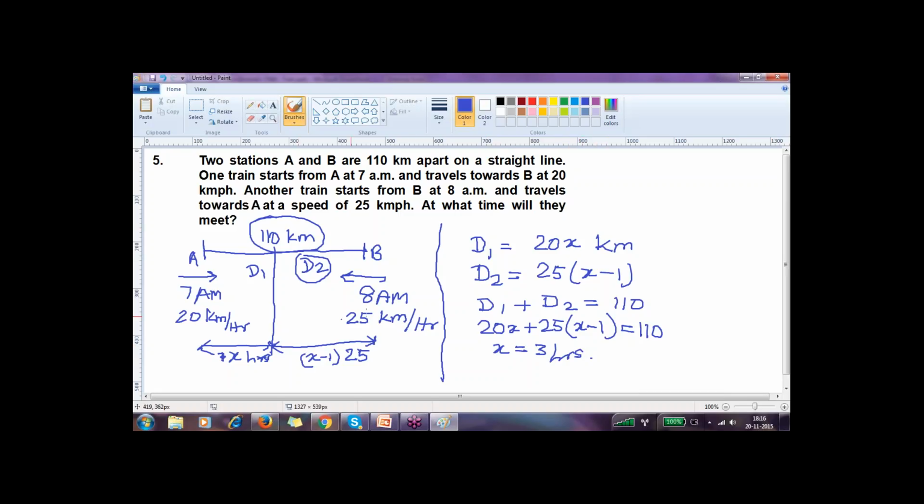So if x is equal to 3 hours, what time will both trains meet? Start at 7 a.m. This x is 3 hours, so they will meet at 10 a.m. Understood? Great, good.